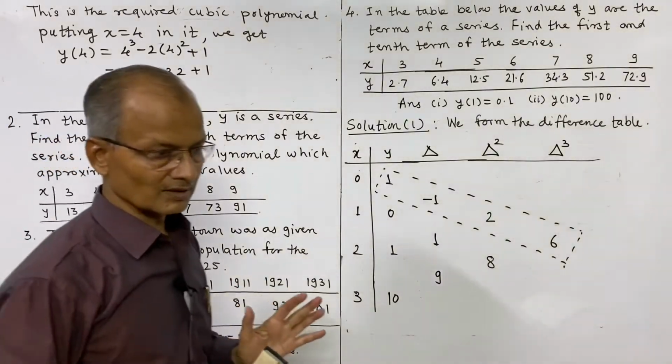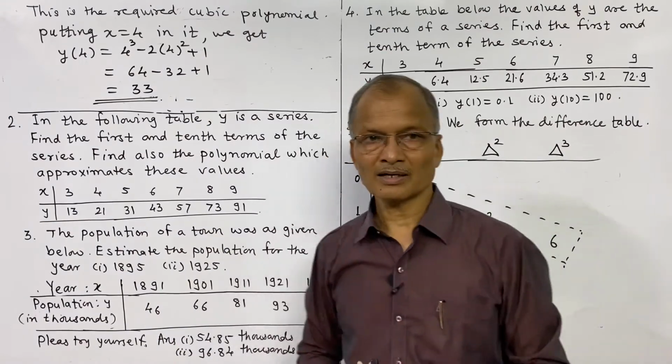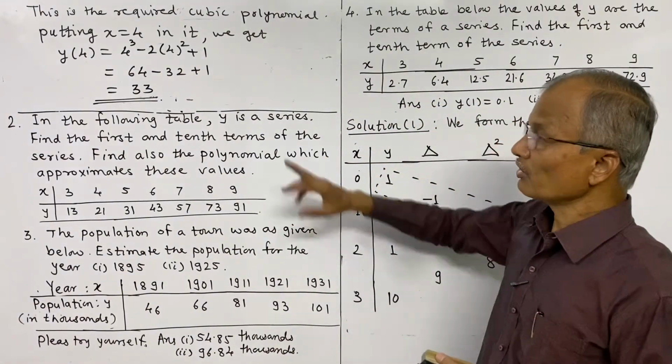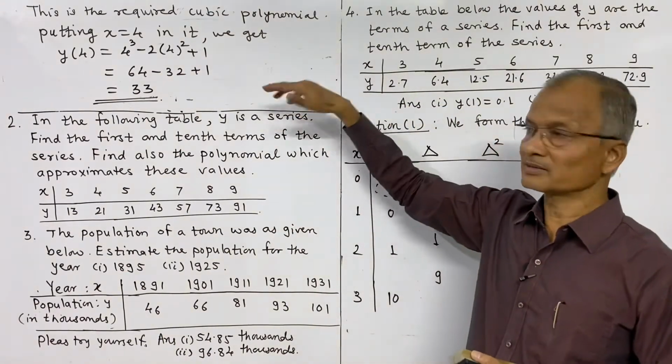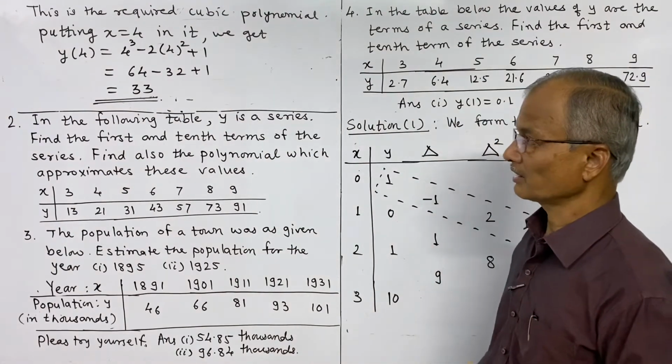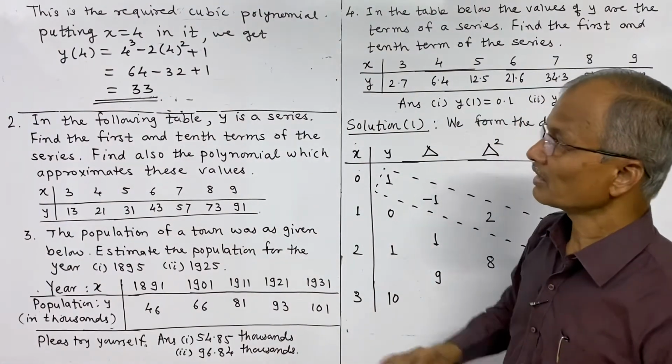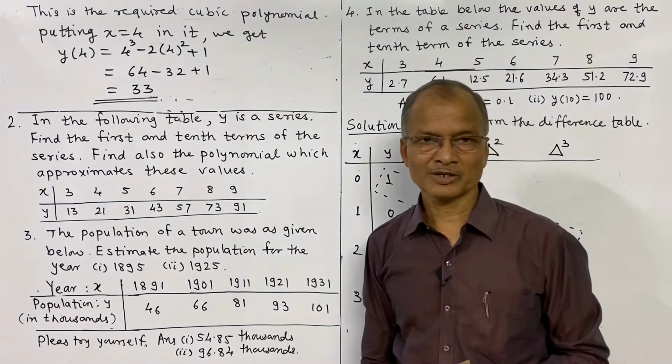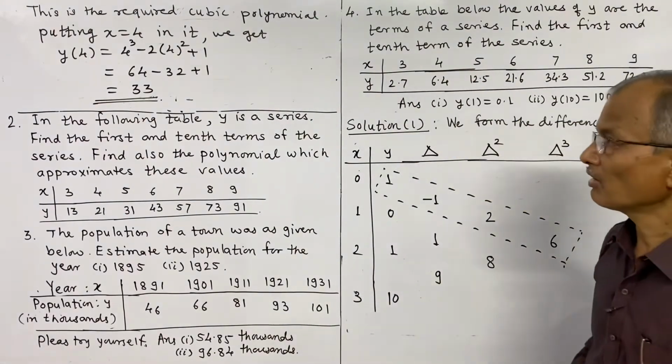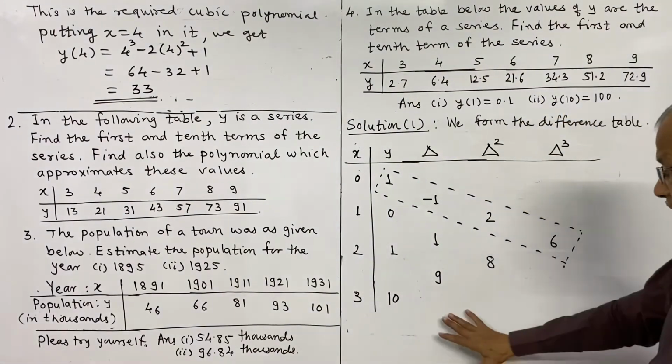So two things we have obtained: one thing is the polynomial, and the second thing is the value of y at 4. Now you see, without using the expression for the polynomial, the value of y at 4 can be obtained from the table.